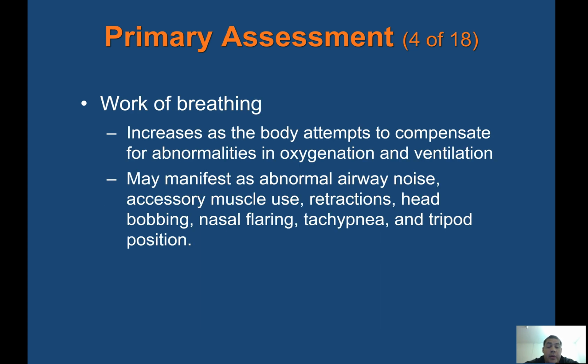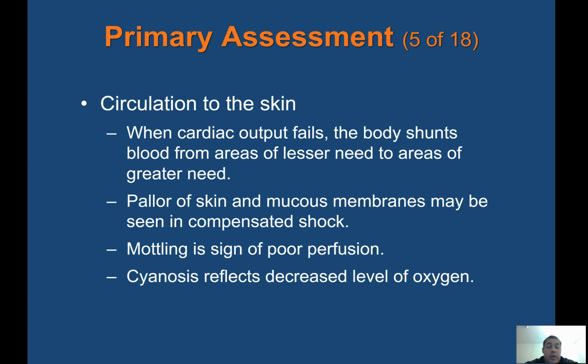Work of breathing increases as the body attempts to compensate for abnormalities in oxygenation and ventilation. It may manifest as abnormal airway noise, accessory muscle use, retractions, head bobbing, nasal flaring, tachypnea, and tripod position. Circulation to skin: when cardiac output fails, the body shunts blood from areas of lesser need to areas of greater need. Pallor of skin and mucous membranes may be seen in compensated shock. Mottling is a sign of poor perfusion. Cyanosis reflects decreased level of oxygen.